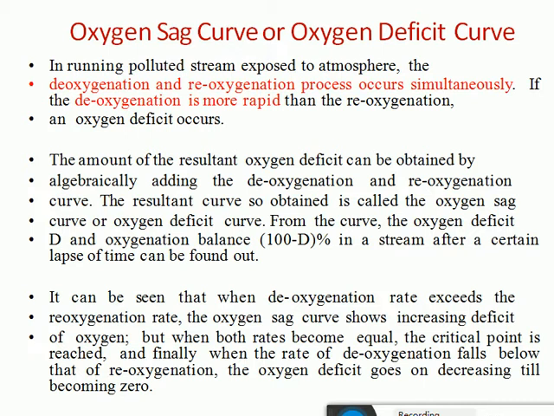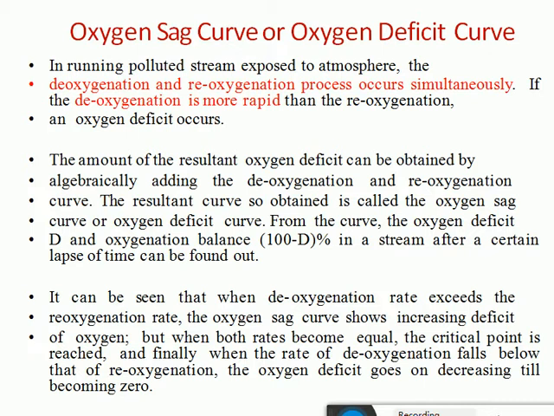Here the deoxygenation and reoxygenation processes occur simultaneously; they go hand in hand. If the deoxygenation is more rapid, then an oxygen deficit occurs. That means if more and more wastewater is discharged and the decomposition continues for a longer period of time, then the deoxygenation is rampant, and there won't be much oxygen available in the receiving water body. That we call oxygen deficit. That means there will be a deficit of oxygen due to the reduced level of dissolved oxygen in the receiving water bodies.